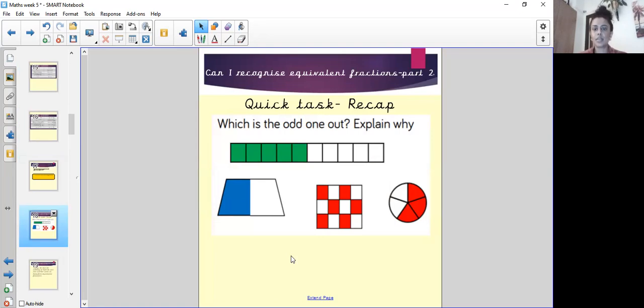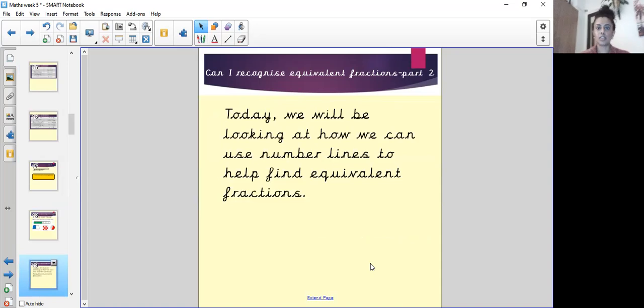Okay, so you might have had a moment to have a look and see which one is the odd one out. I have worked it out that all of these, except for this one, is showing me halves. So here, this is showing me a half. Here, this is showing me a half. And here is showing me a half. However, this one is not split equally and therefore is not showing me a half. So today we'll be looking at how we can use number lines to help find equivalent fractions.